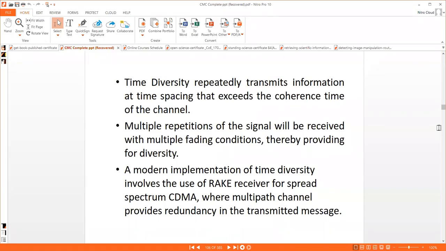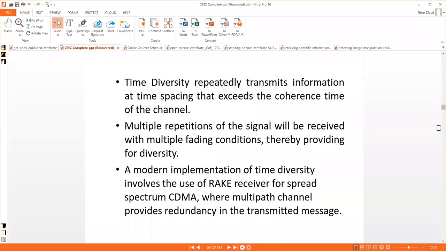Similarly, multiple repetitions of the signal will be received with multiple fading conditions, thereby providing for diversity. Multiple repetitions means sometimes there are chances of sending the signal multiple times with multiple fading conditions, thereby providing for diversity. It requires a diversity to be applied there.